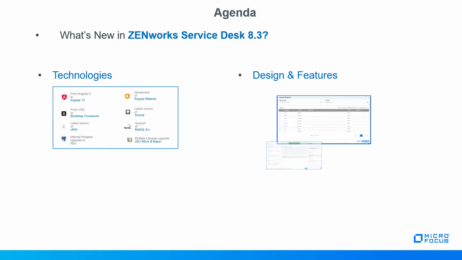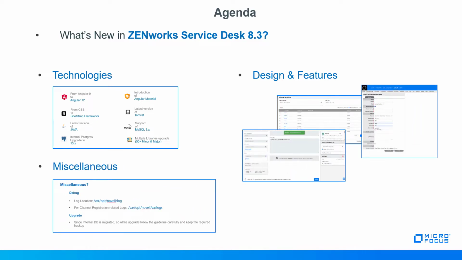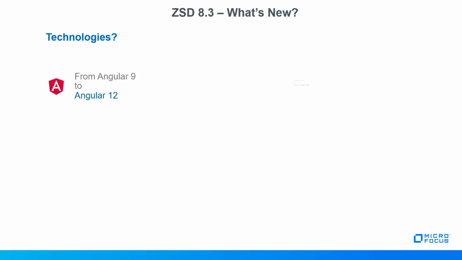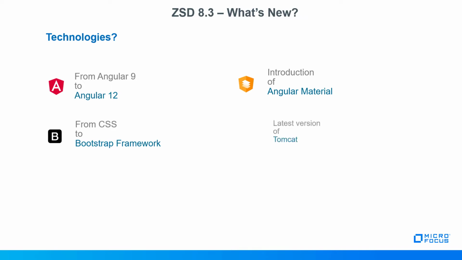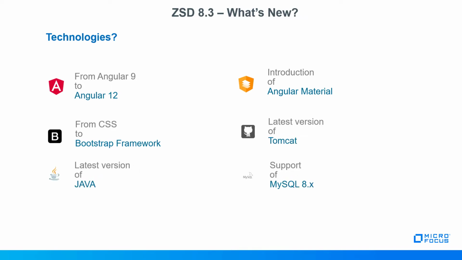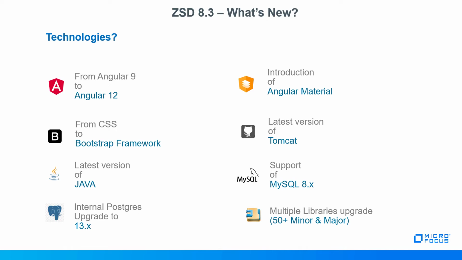There are different areas of the upgrade. We've upgraded the technologies, made some modernization changes, and added features that many of you requested. And we'll cover a few miscellaneous details about the latest release as well. As far as technologies and back-end details, we've upgraded Angular, we've moved to Bootstrap framework, installed the latest versions of Tomcat and Java, and now support MySQL version 8, along with upgrading the internal Postgres database to version 13.